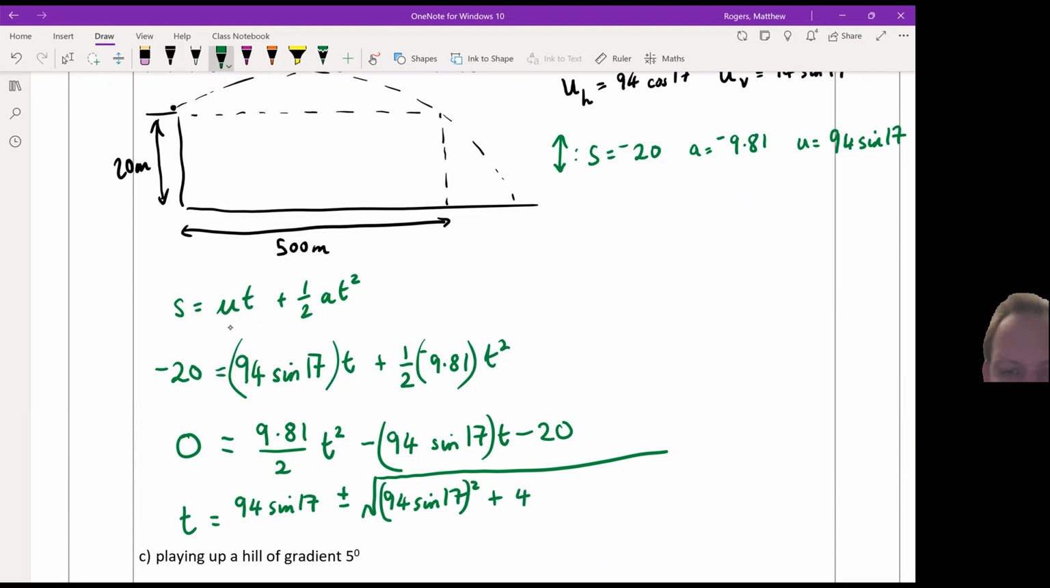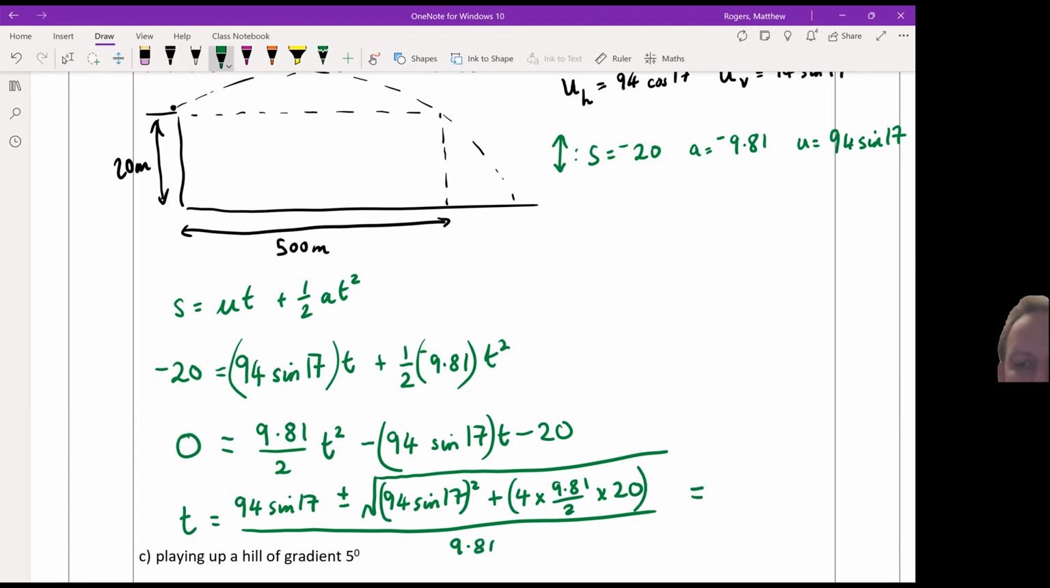So 4 times 9.81 over 2 times 20. So I should have put minus 20 and a minus there, shouldn't I? But I've cancelled out the negative signs already. And all of this has to be over 2a. So 2a is 9.81. Now this I've calculated ahead of time. So when you do this calculation, it comes out as 6.25 seconds. So we're going to round it. Let me just go back through my calculator and check.